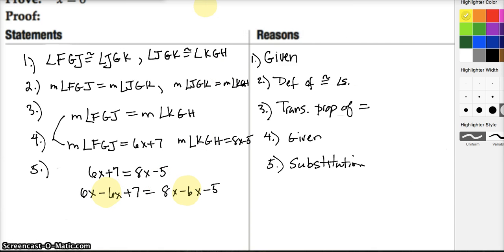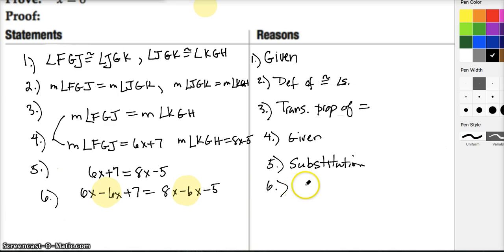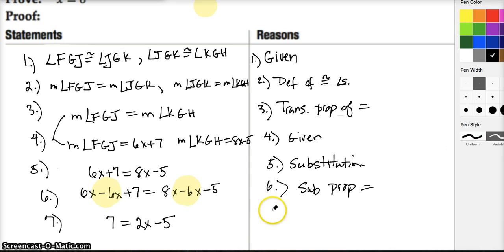And now that I've done that, hold on, now that I've done that, I can see that this number 6 step was the subtraction property of equality. All right, and then the 7th step is going to be to simplify. When I join these guys together, it's gone. So I'm left with 7 is equal to, join these guys together, 2x minus 5. And now I know that the reasoning behind that is substitution.